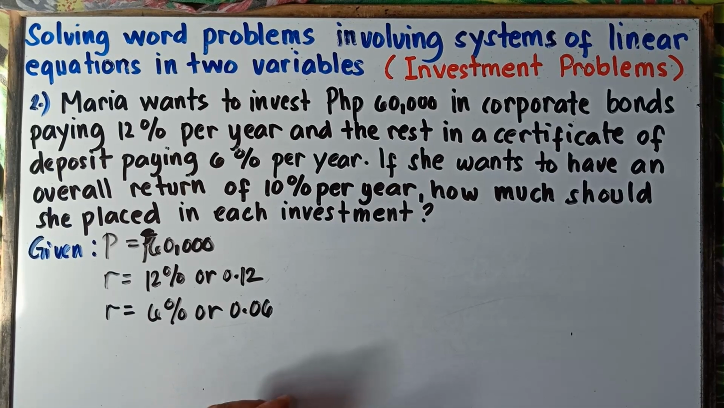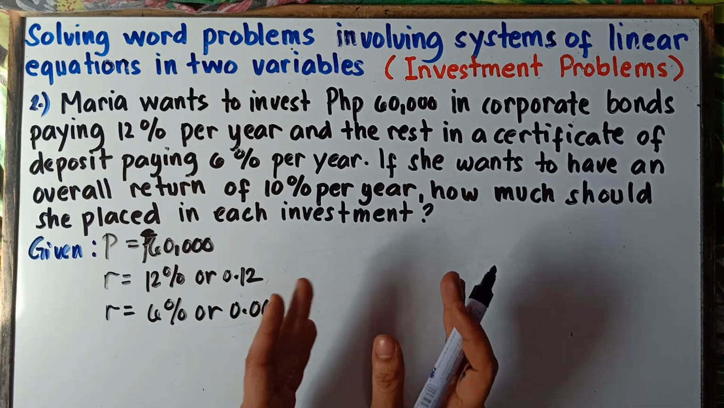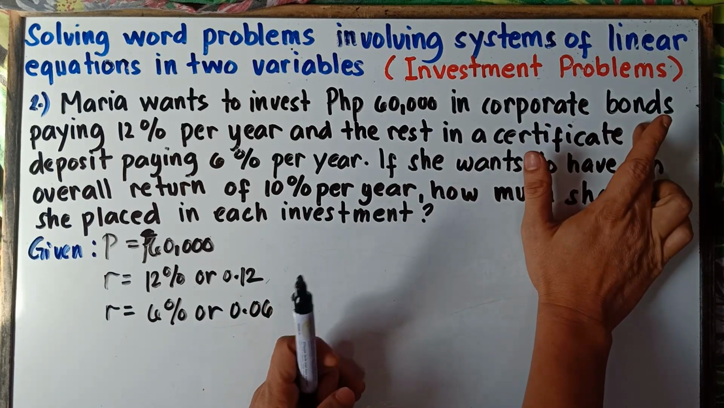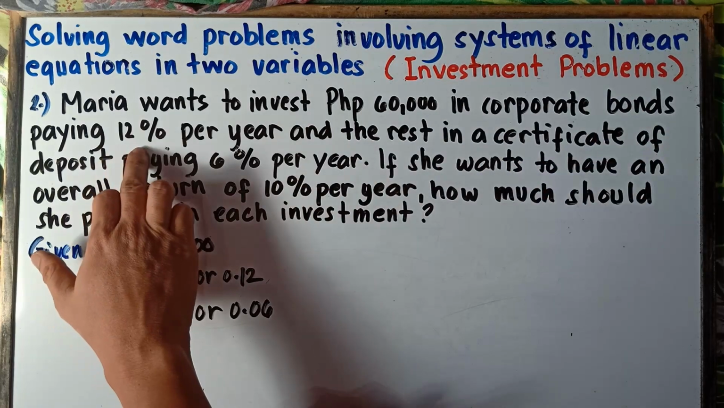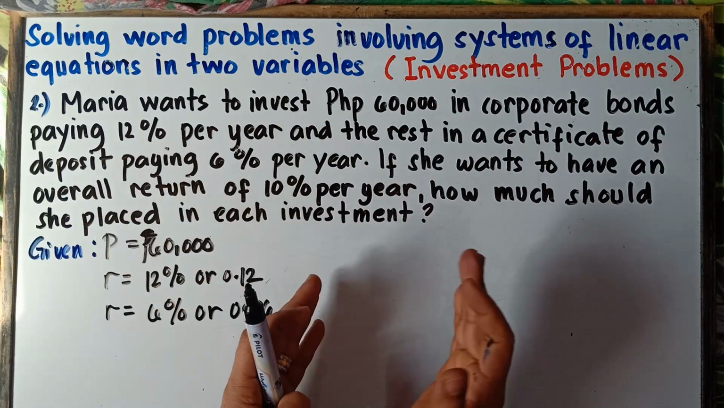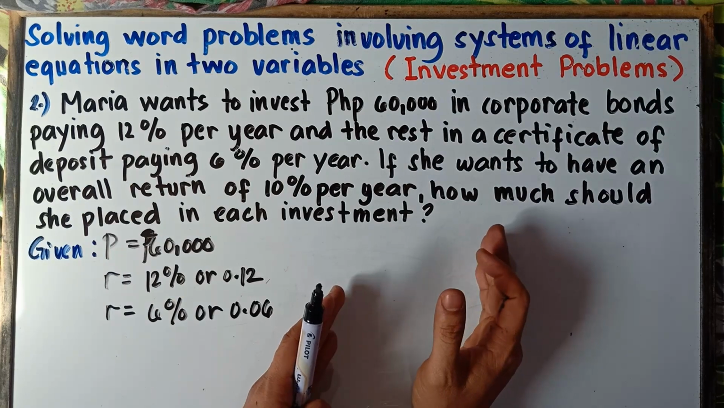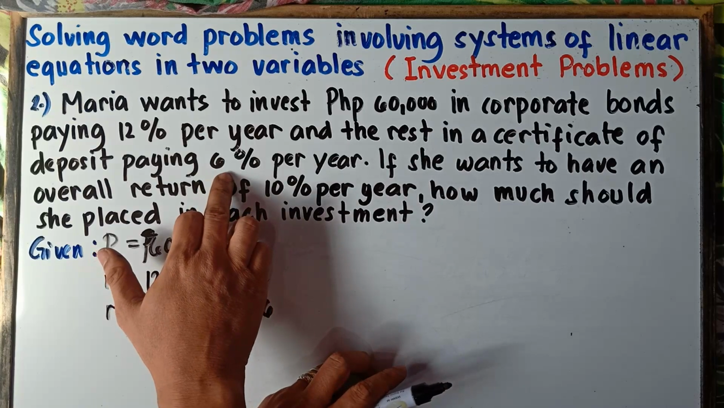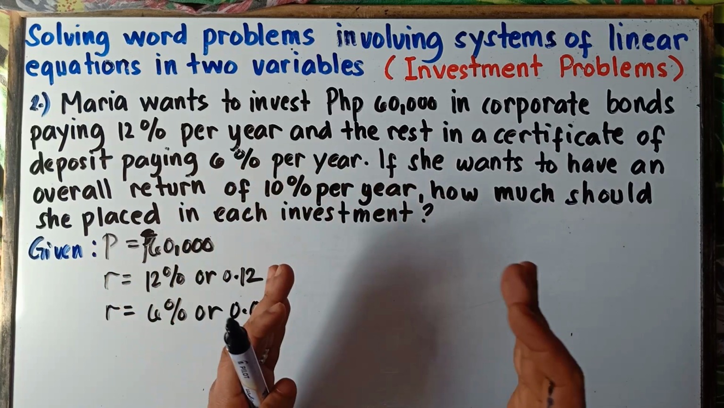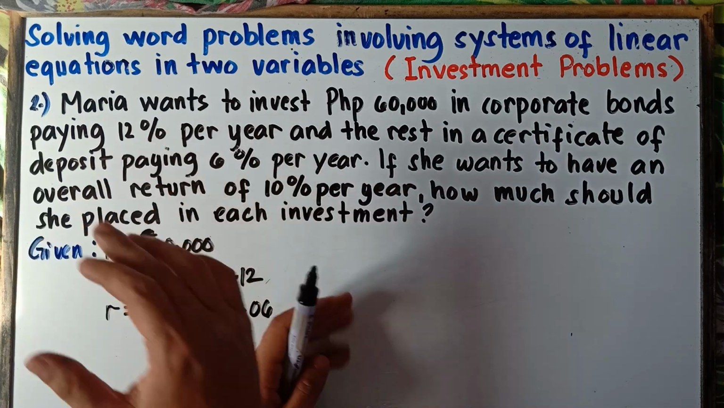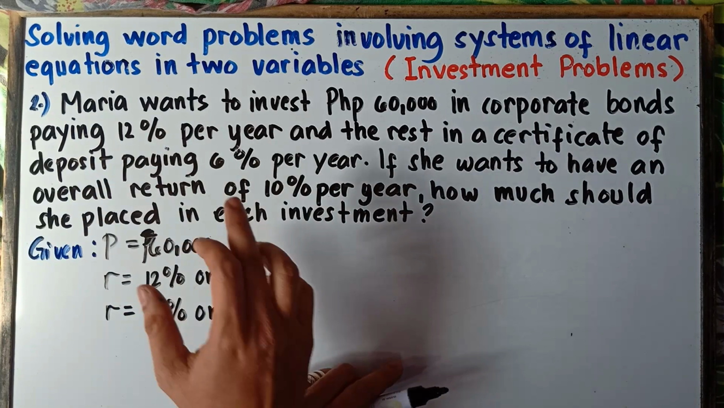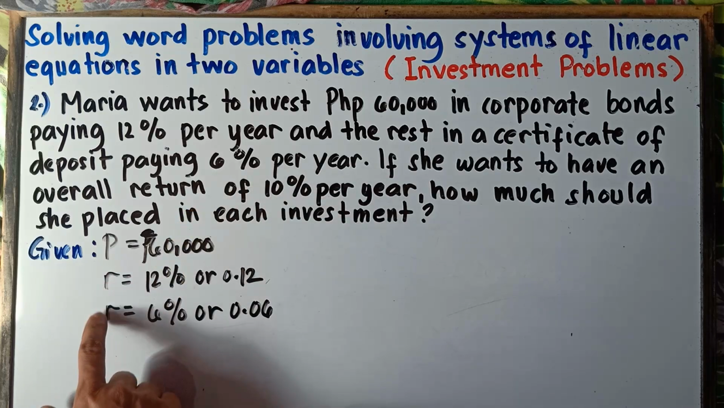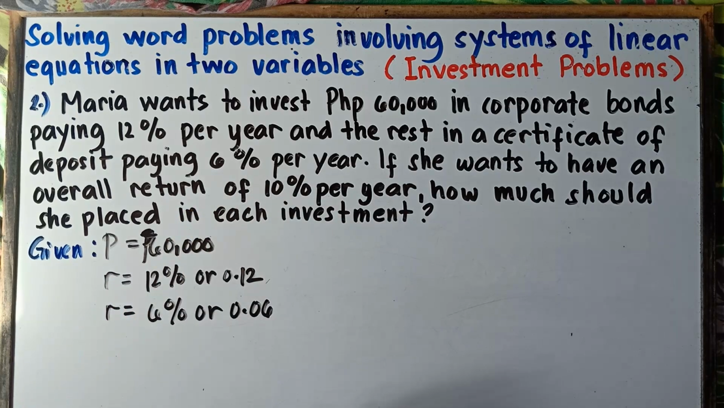Alright, once again, class, we don't know what is the exact amount invested in corporate bonds, but we know that the rate would be 12%. And once again, we don't know what is the exact amount invested in certificates, and the rate would be 6%. We don't know the exact amount invested at 12% or at 6%. So we have given rates 12% and then 6%.